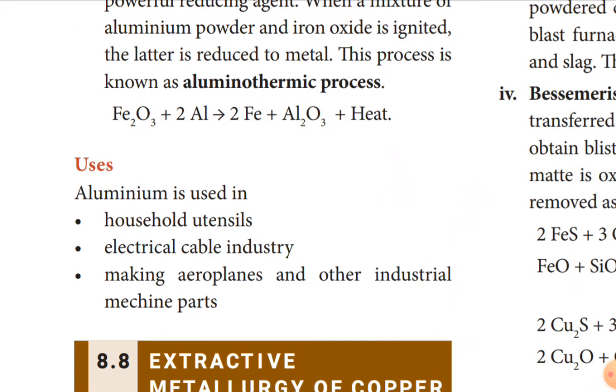Then, uses of aluminum. Aluminum uses are, for example, household utensils. We use different types of vessels, and it is used in the electric industry. Also it is very light and malleable. It is used to prepare aeroplane parts and other industrial machine parts, and there are also some other important uses. Only 3 points are given; you have to go through up to this.